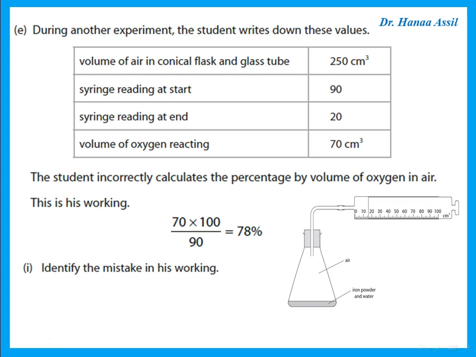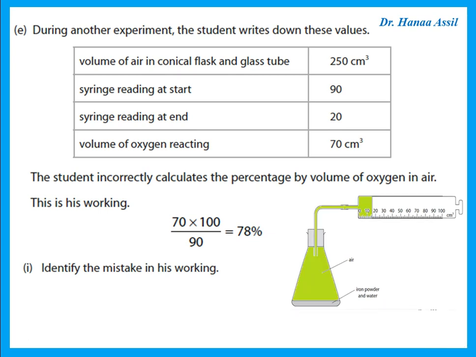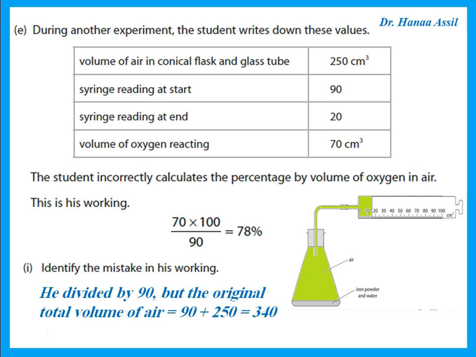Is that correct? Remember that we have, where do we have air? We have air in the conical flask, we have air in the glass tube, and we have air in the syringe. So you don't count only the air in the syringe, you count the total amount of air. So he divided by 90, but the volume of air was 90 plus the air in the flask and the tube. So he should have divided by 340.